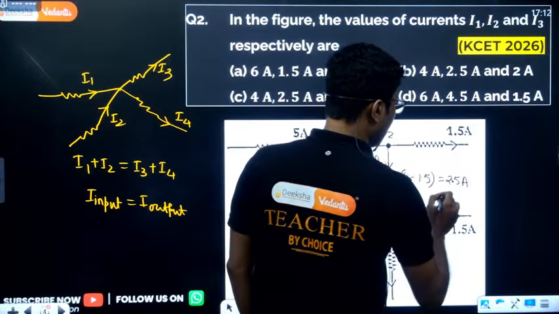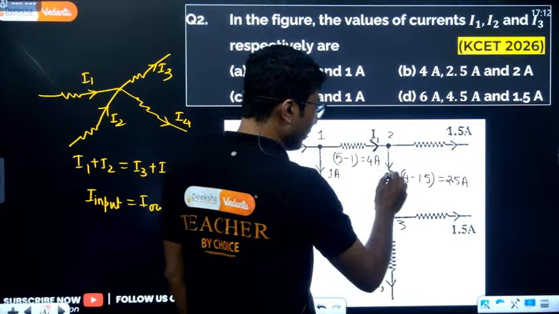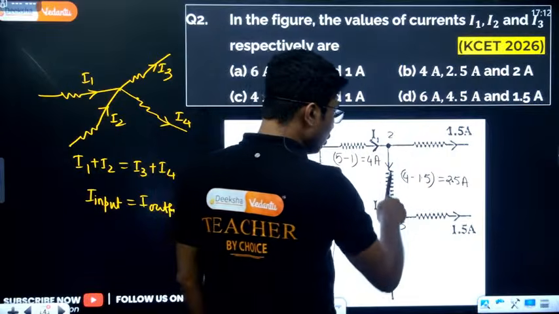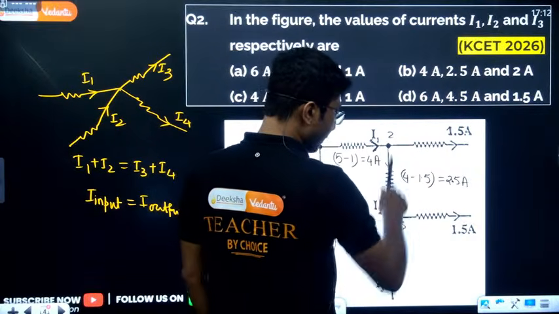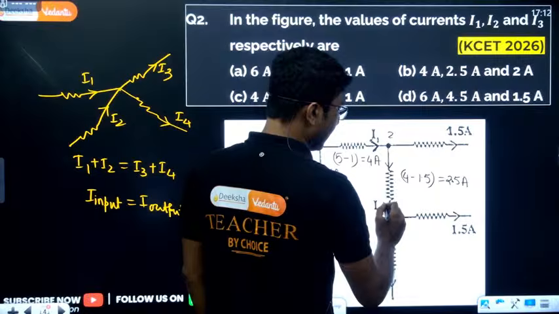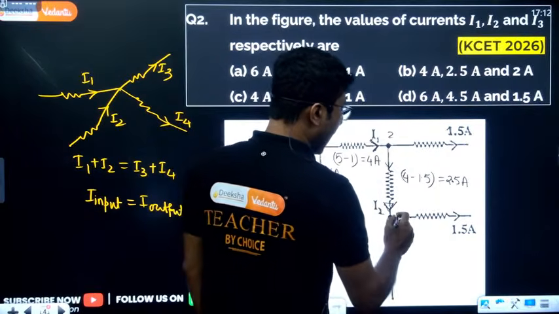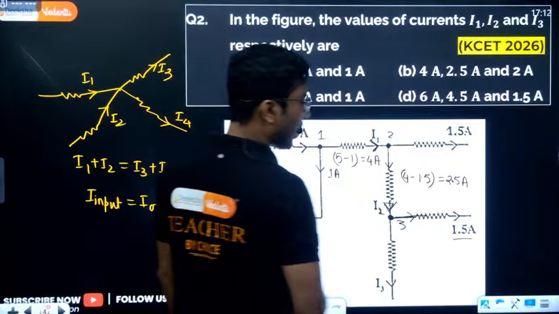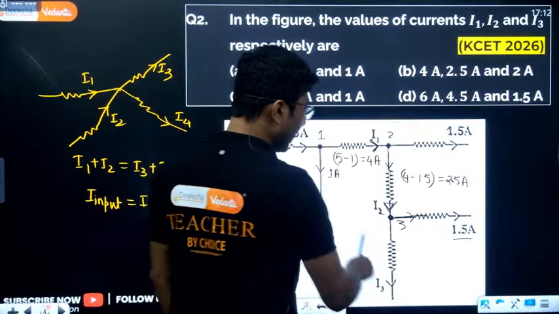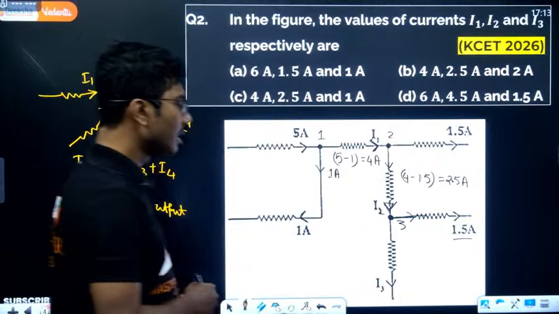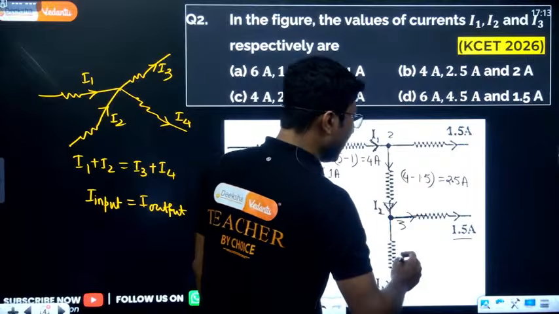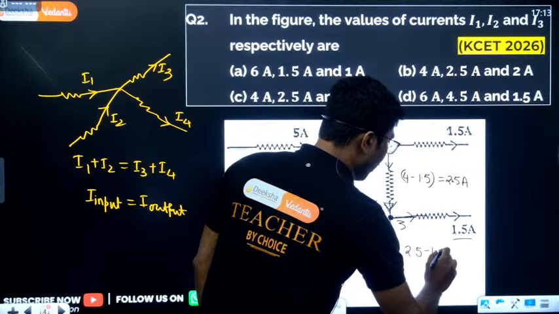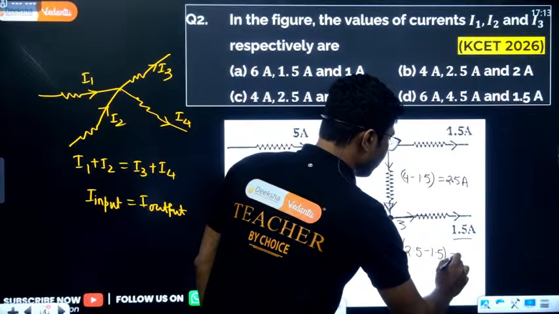Now 2.5 ampere is calculated. Let us move on to the third junction. In the third junction, 2.5 ampere is coming in, right? 2.5 ampere is coming in this direction, and here we have an output current of 1.5 ampere, and the remaining current is passing through I3. So what will be the value of I3? I3 will be 2.5 minus 1.5, which equals 1 ampere.